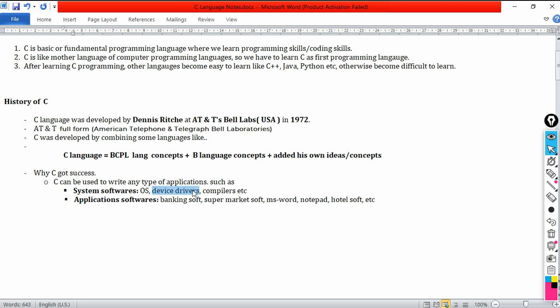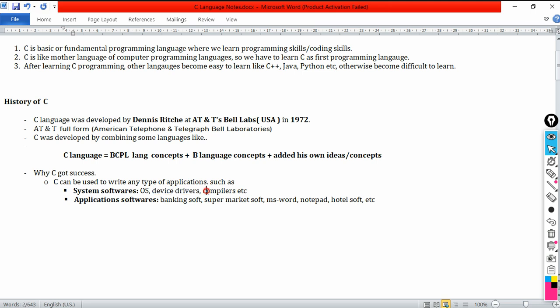Then device drivers. Any hardware software is called a device driver. For example, your mouse is working. How is the mouse working? For the mouse there is one program present in the computer. That program is called a device driver. Another example is the printer. To make the printer function, one program is present in the computer. That is also called a device driver. So device drivers are hardware programs that tell how the hardware should function.